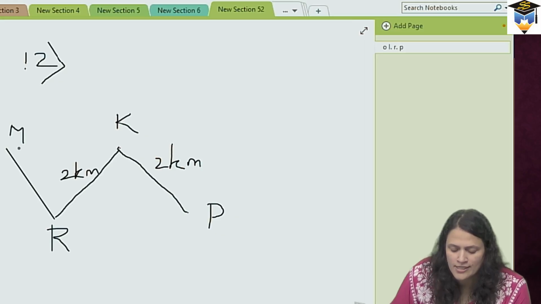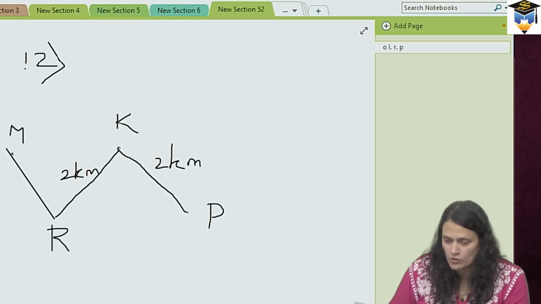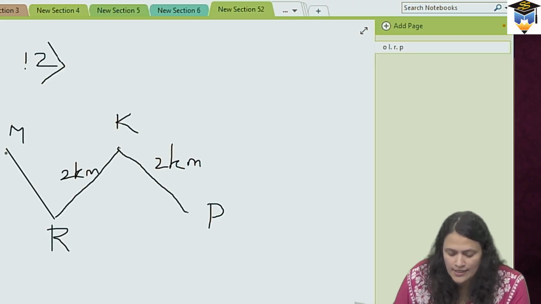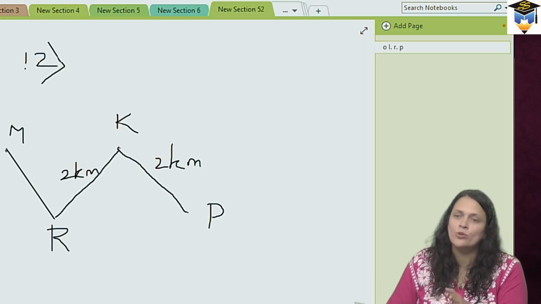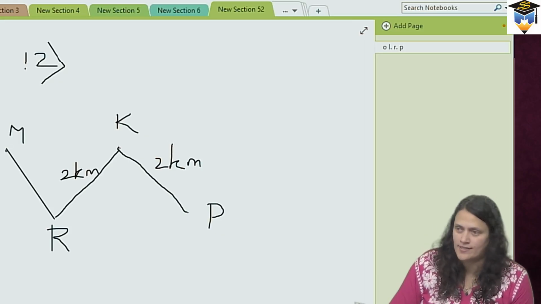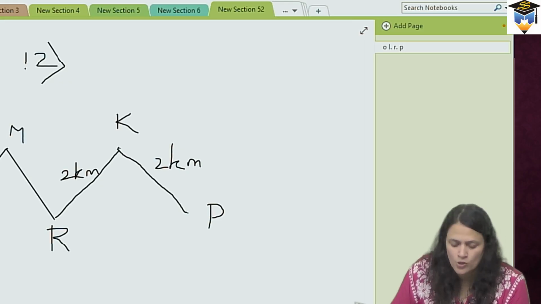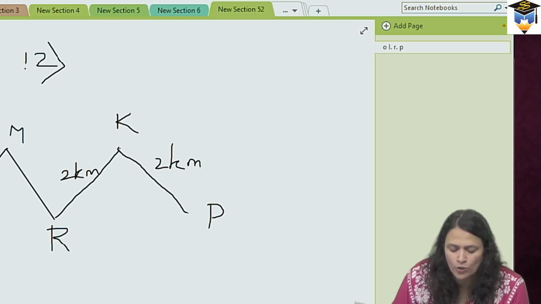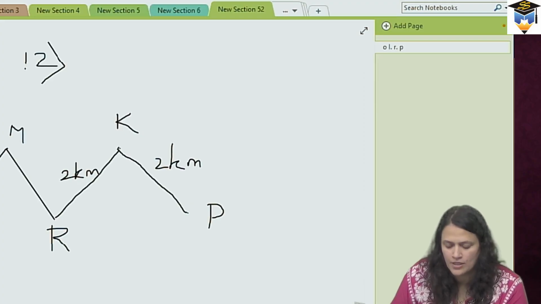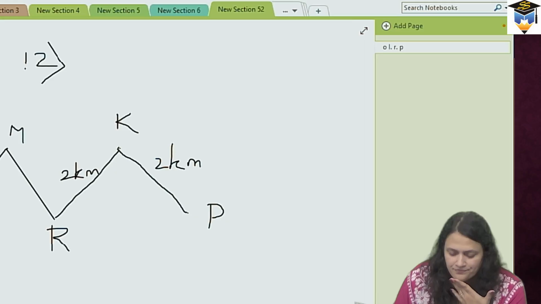In which direction is T located in relation to P? So M to T, what distance have they given? In the southwest direction. So from M you have to go southwest. From M southwest means this direction. So this is your T. So the question is, in which direction is T located in relation to P? So what do you think, which direction?